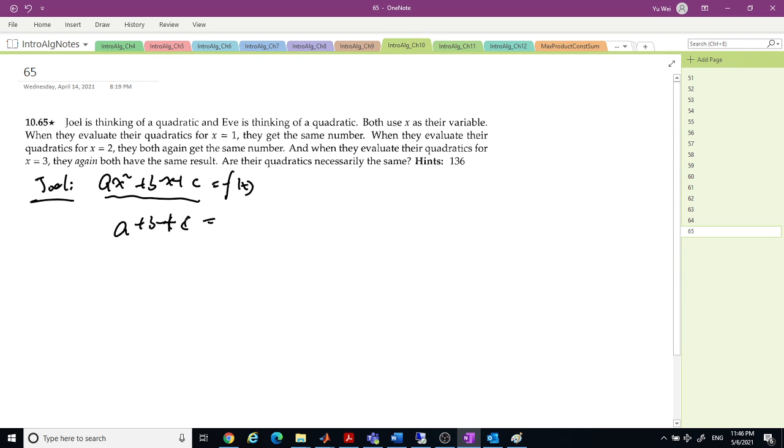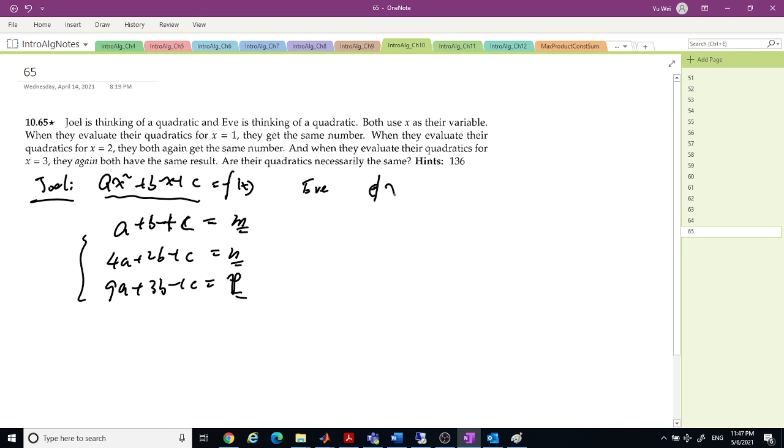For example, if we have that equal to m, for x equals 2 they are also equal, right? So 4a plus 2b plus c is n. Then for x equals 3, they are again equal. 9a plus 3b plus c equals p. Okay, so Joe gets this, and Eve, dx squared plus ex plus f, also gets the same thing, right?